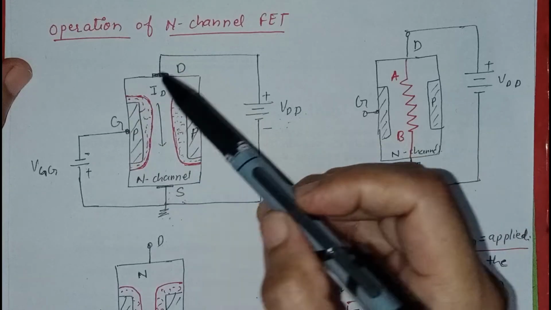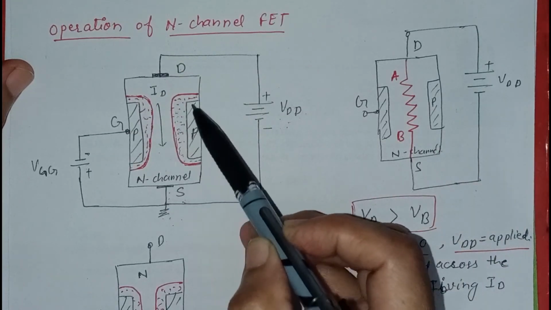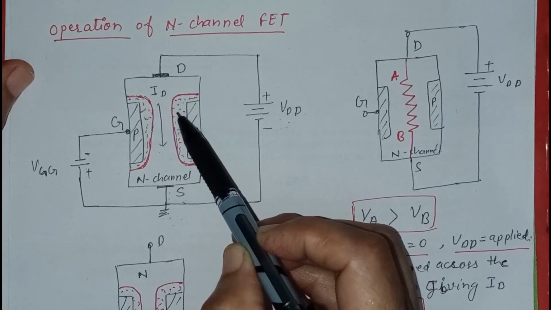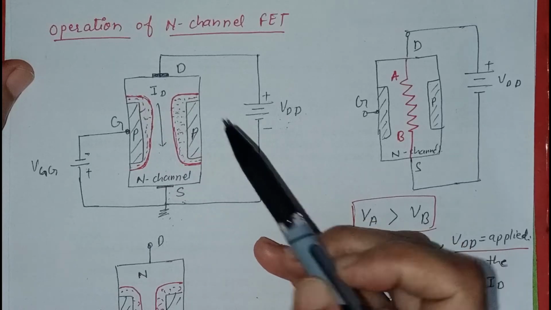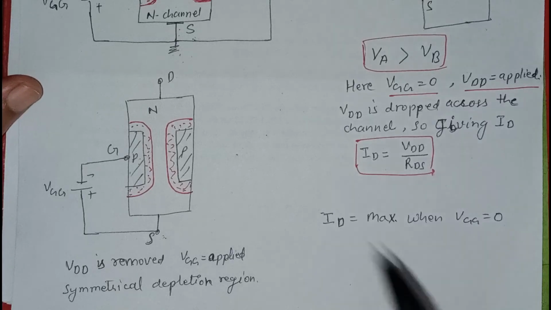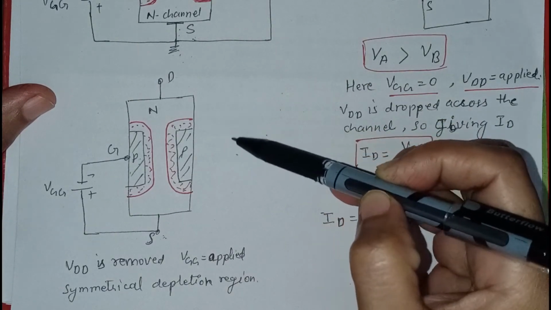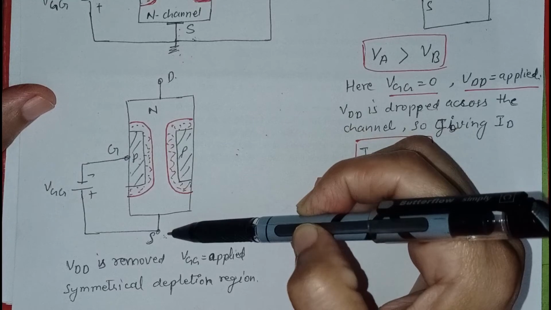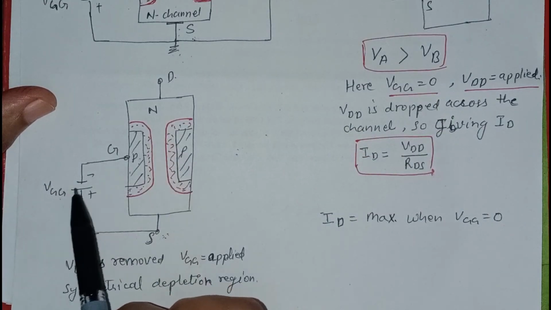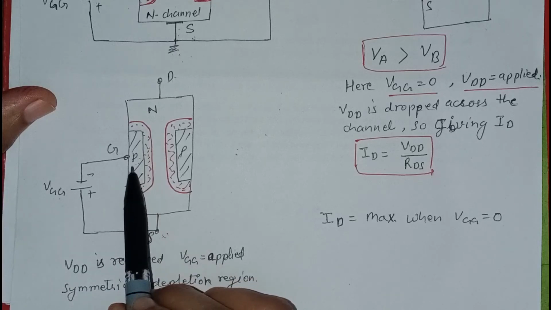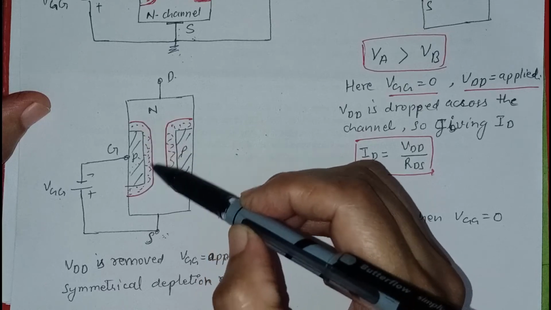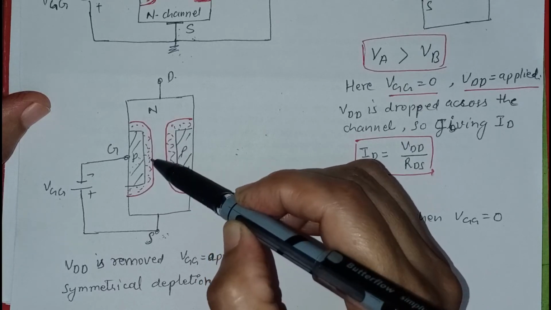In this diagram, we observe a region around the junction. This is the depletion region. How is this depletion region formed? First, we will understand this point. If we remove the battery VDD between the drain and the source terminal and apply only a small voltage VGG, this voltage reverse biases this PN junction. So when the PN junction is reverse biased, there will be a depletion region around the junction.